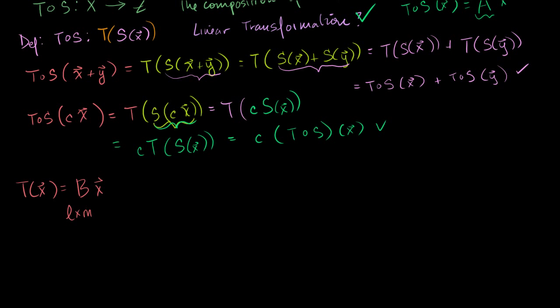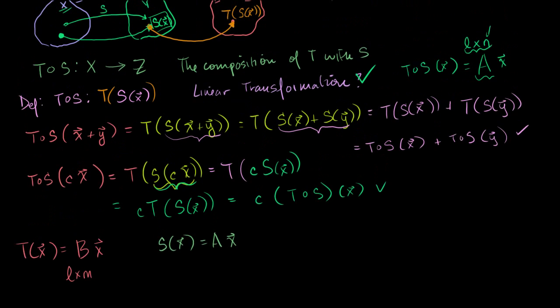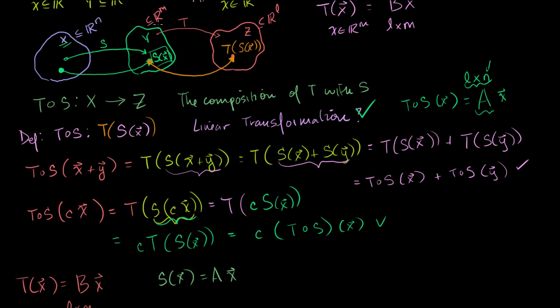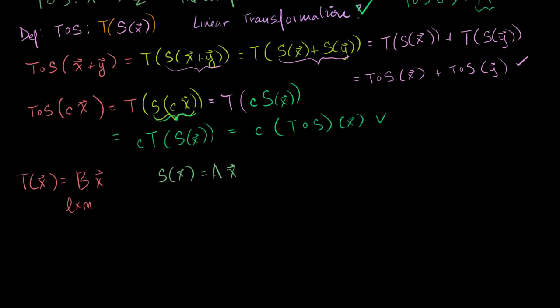Now, similarly, I told you that the transformation S can also be written as a matrix vector product, where we could say maybe A is its matrix representation times the vector X. And since S was a mapping from an n-dimensional space to an m-dimensional space, this will be an M by N matrix. Now, by definition, what was the composition of T with S?